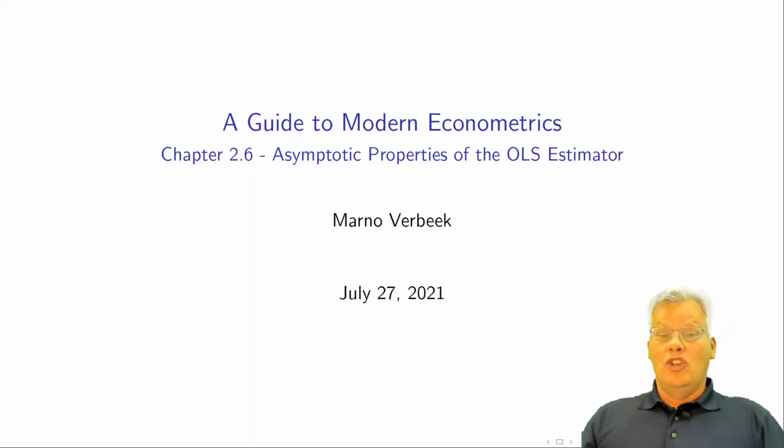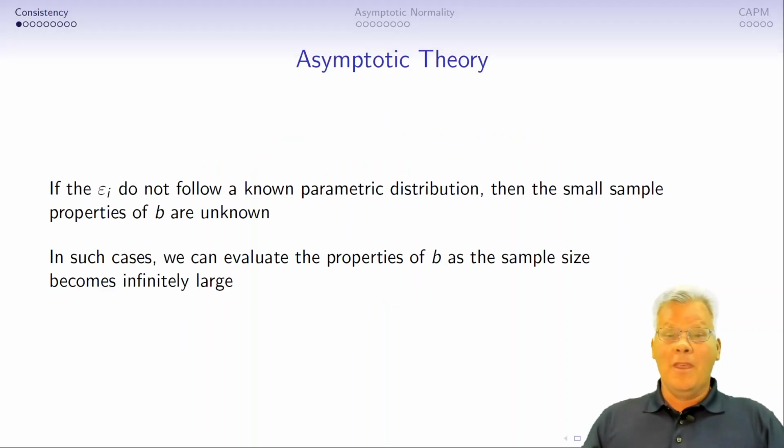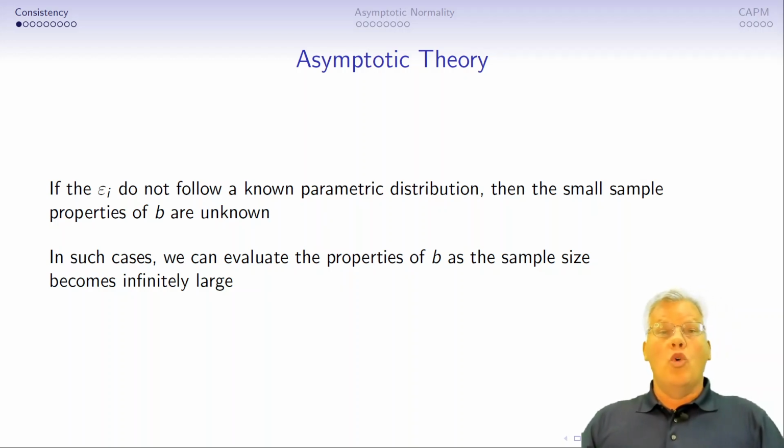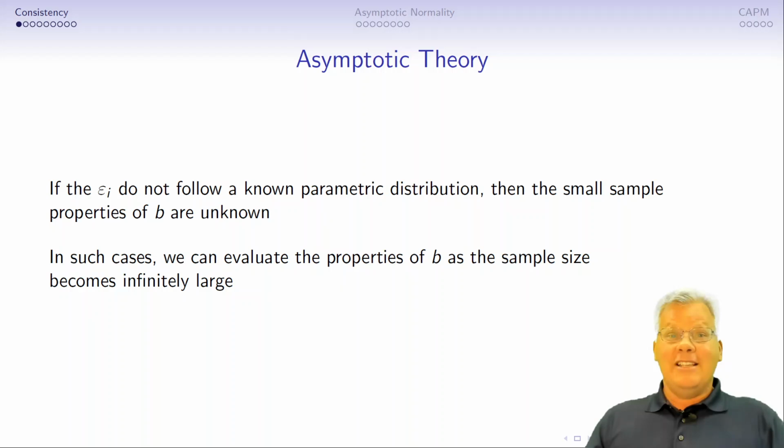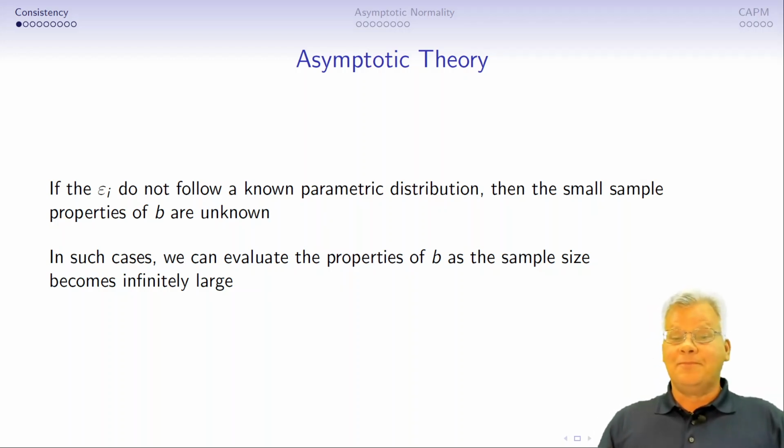Welcome to section 2.6, Asymptotic Properties of the OLS Estimator. In the previous sections of chapter 2, we assumed that the epsilons followed a parametric distribution. Specifically, we assumed that they followed the normal distribution. And if the epsilons are normally distributed, then we can compute the exact distribution of test statistics regardless of how small the sample that those statistics were based upon is.